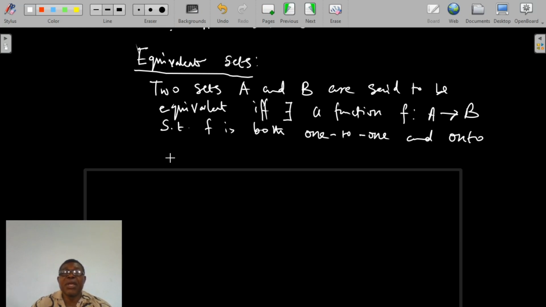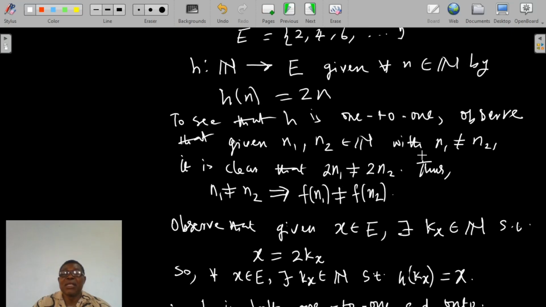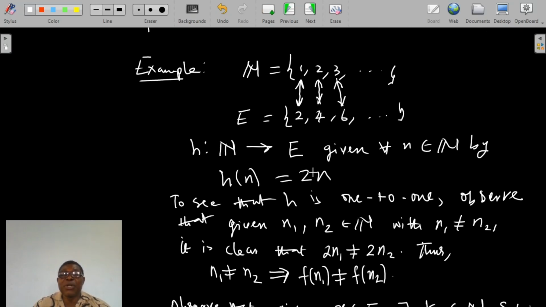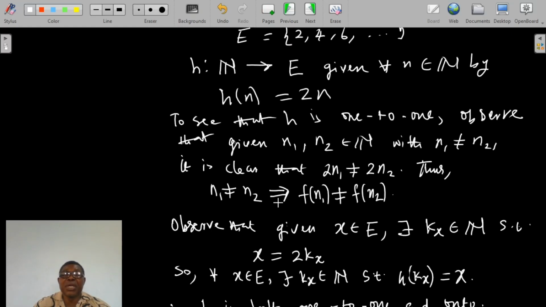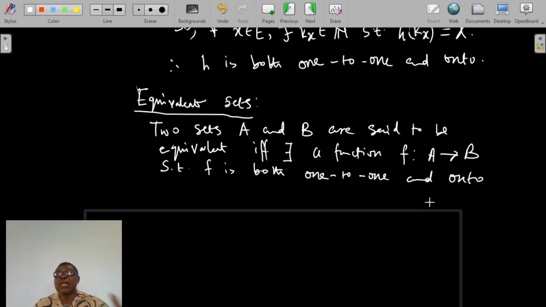So considering the example we gave above, it means that the set of natural numbers is equivalent to the set of even numbers, because we've been able to establish a one-to-one correspondence between the set of natural numbers and the set of even numbers. Reason being that the H we define this way is both one-to-one and onto. So the set of even numbers and the set of natural numbers are equivalent sets.